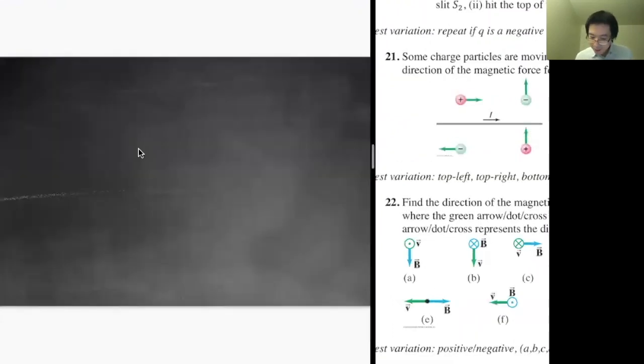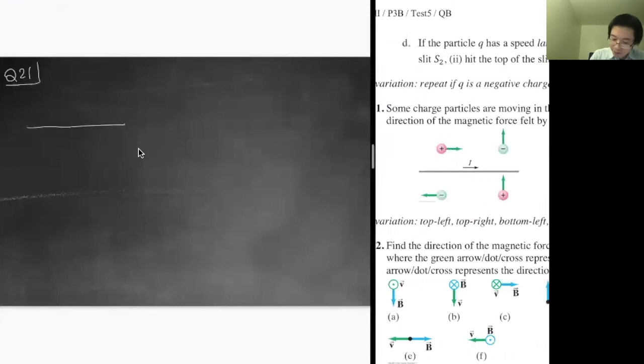Okay, is there a particular variation you want me to do? Top left, top right, bottom left, or bottom right, while I write out the question? It's asking for the magnetic force felt by one of these particles, or do you want me to do more than one? Let me know. So this is the current, bottom left, all right, good. So this is the velocity.